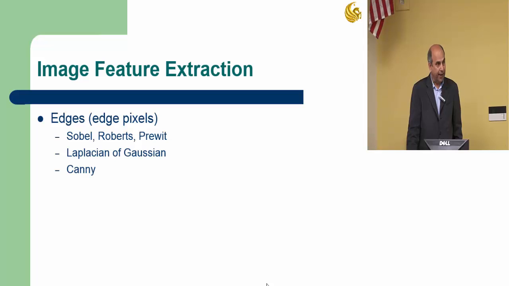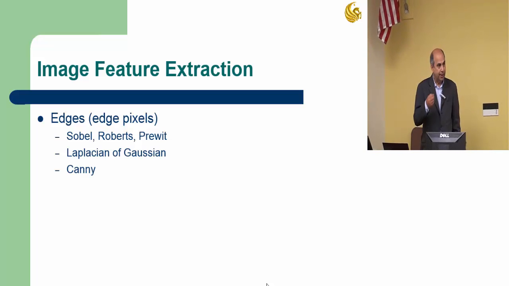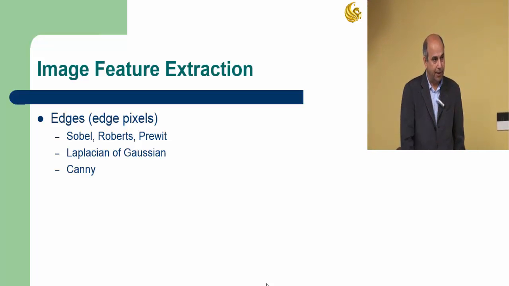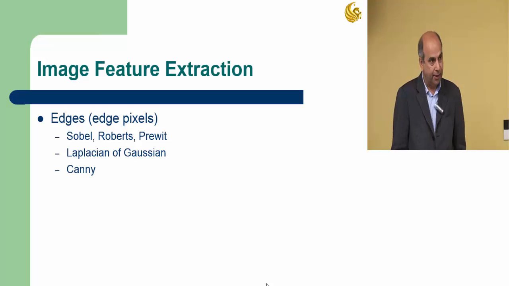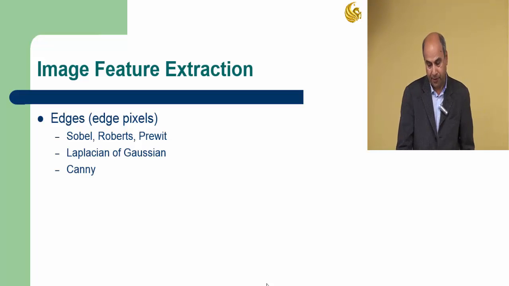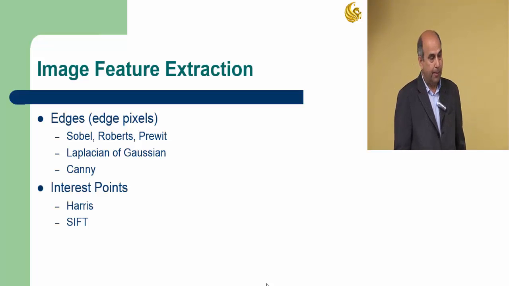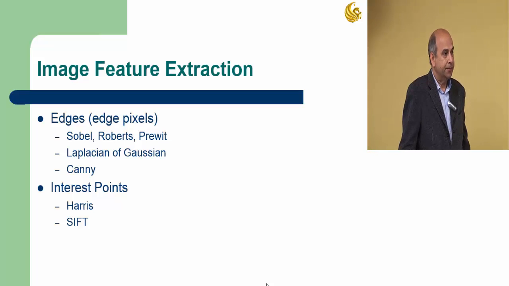We started talking about edges. You can apply the Sobel, Roberts and Prewitt edge detector to declare whether a given pixel is an edge point or not. Laplacian of Gaussian is a more sophisticated edge detector, then the Canny edge detector, which was even better than Laplacian of Gaussian. Then we talked about, instead of edges, interest points, which are like corners. In particular, we talked about Harris interest points and the SIFT interest point.